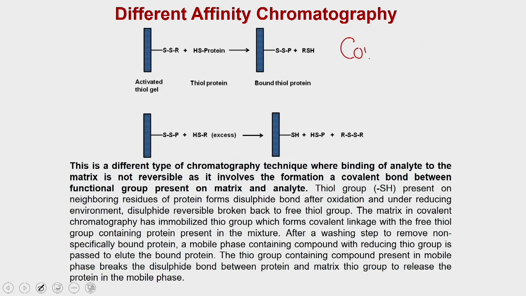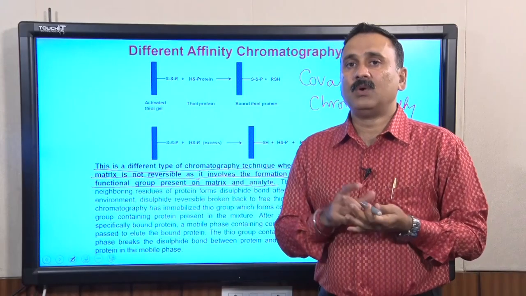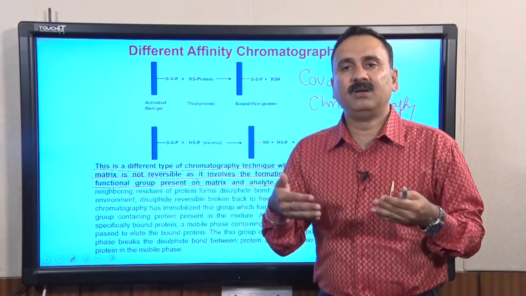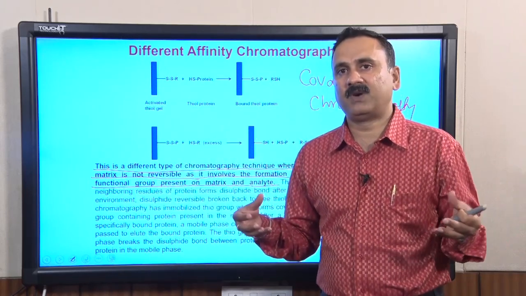Now the third is covalent affinity chromatography. This is a different type of chromatography technique where binding of analyte to the matrix is not reversible, and it involves the formation of a covalent bond between the functional group present on the matrix and the analyte. So this is a very, very different type of affinity chromatography. That's why it is called covalent affinity chromatography, where you have an irreversible bond formed between the functional group present on the protein and the functional group present on the matrix.